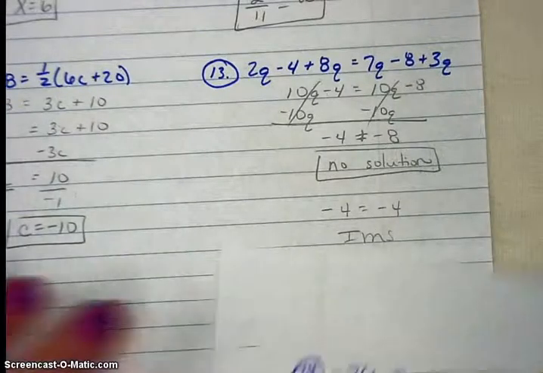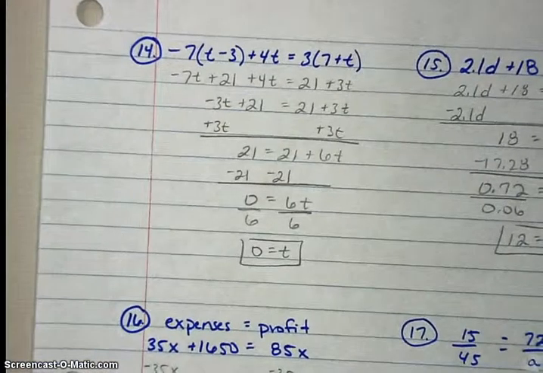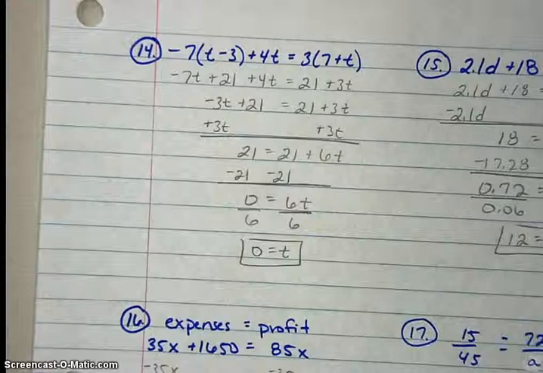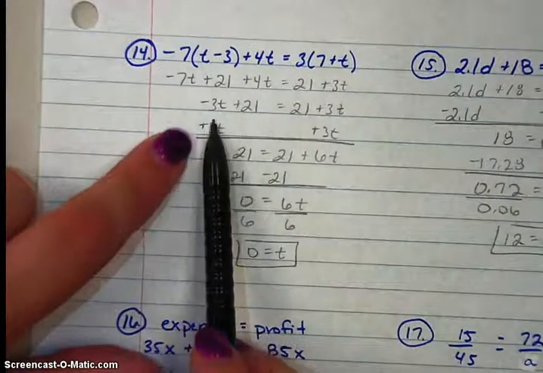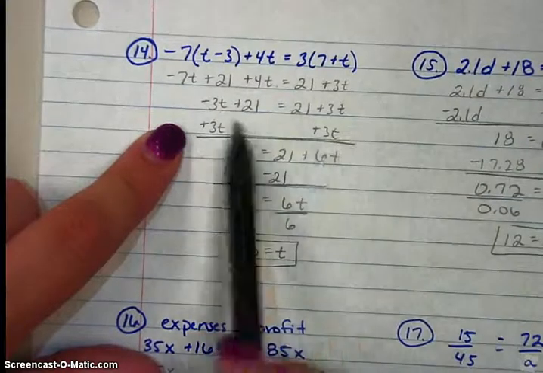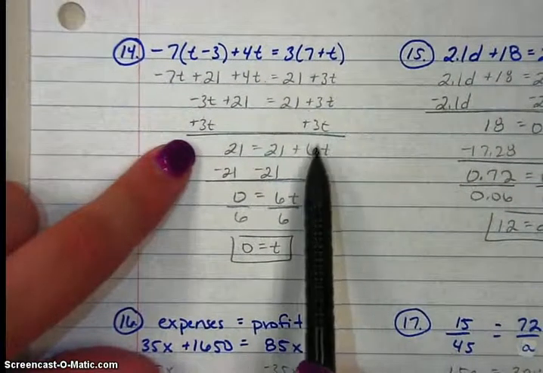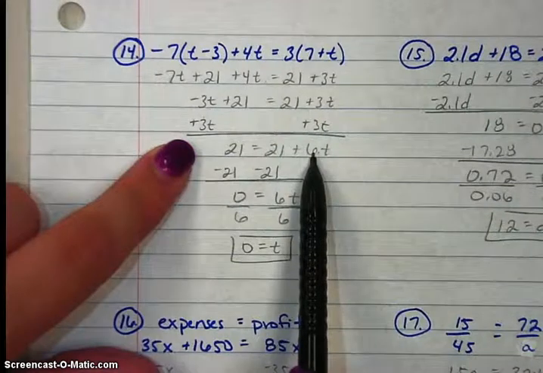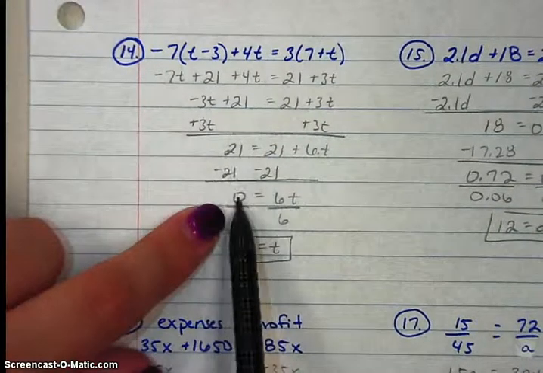Number 14 kind of goes along with this one. So notice on number 14, we get 0 as an answer. I start by distributing, then I combine like terms. Negative 7t plus 4t is negative 3t. Get the t's together. Always do that step first so you don't do something silly. I still have a t. The t's did not cancel out. Now when I subtract the 21, yeah, those cancel and I end up with 0.